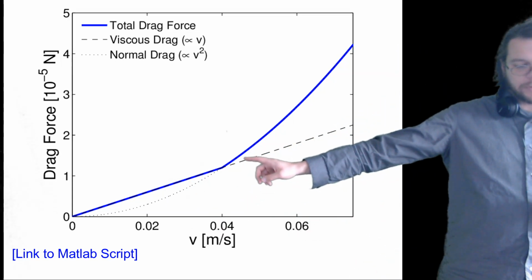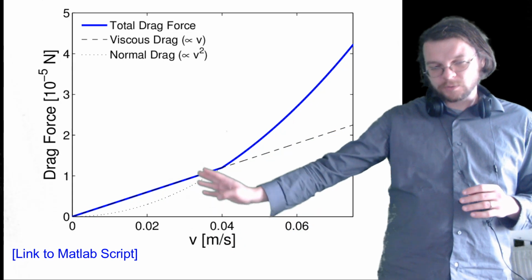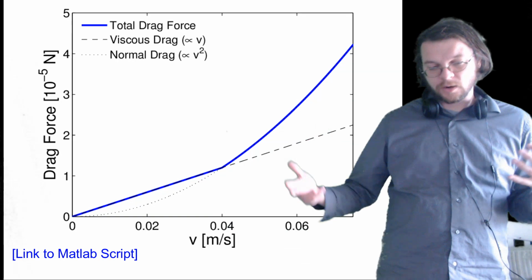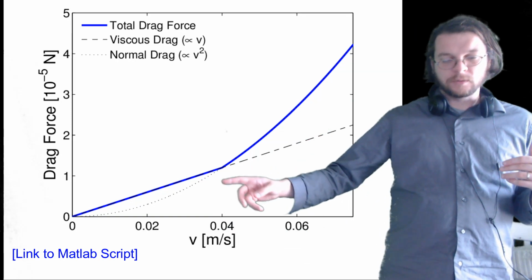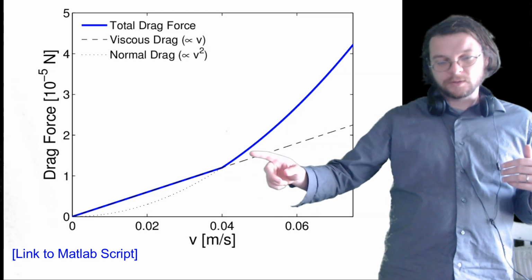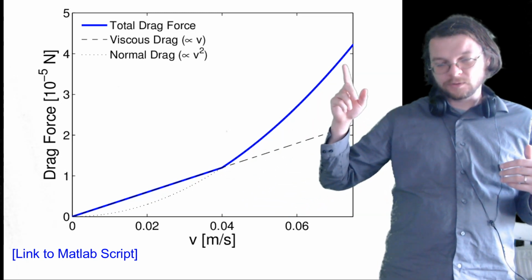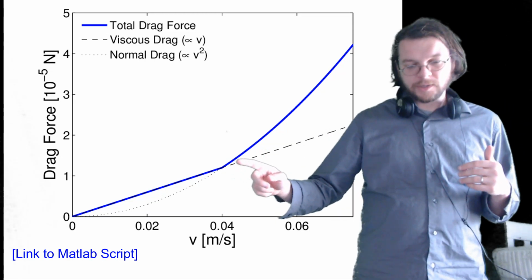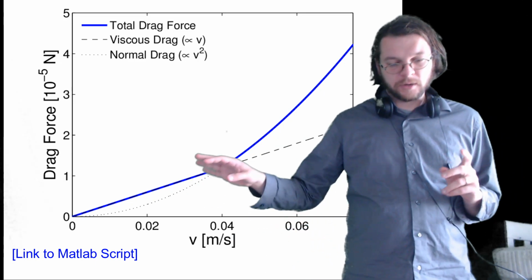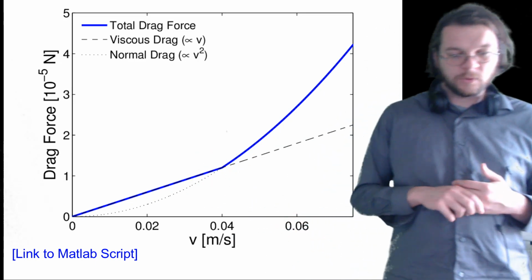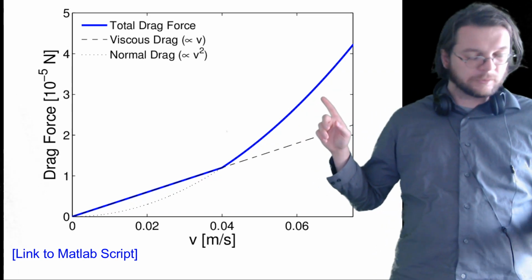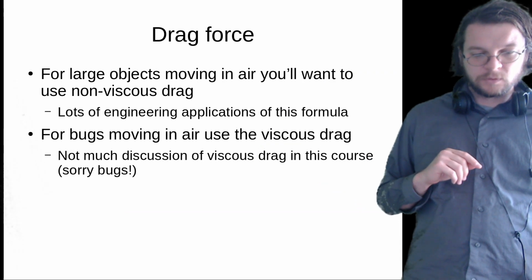But above some velocity, and don't quote me on this, the velocity at which it changes depends on the shape of the object, how big it is, the area, how pointy it is. So this is not a general rule, but at some point, above a certain velocity, the normal drag, the non-viscous drag, takes over, and the sum of these two lines up very closely to the normal drag. Again, both drag terms are always important, but there are regimes in which one is much more important than the other one.